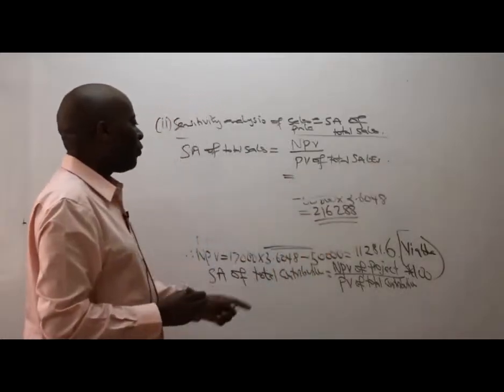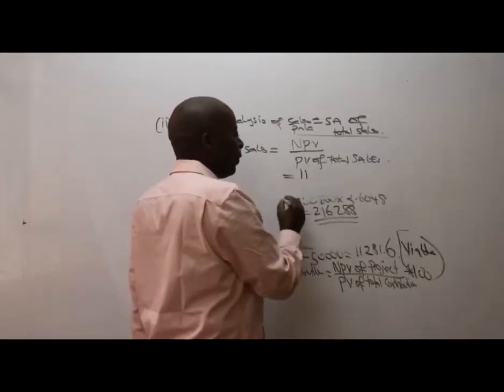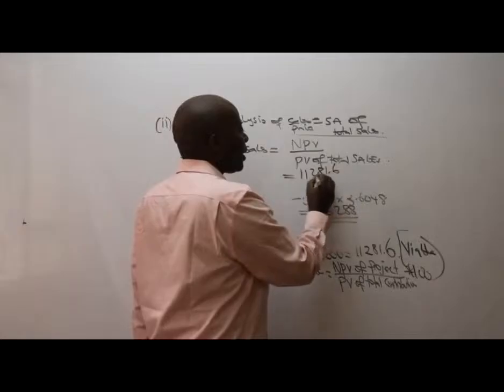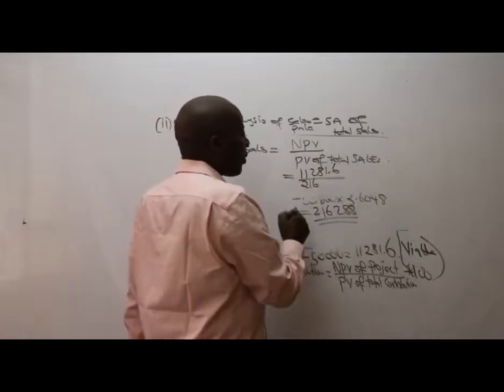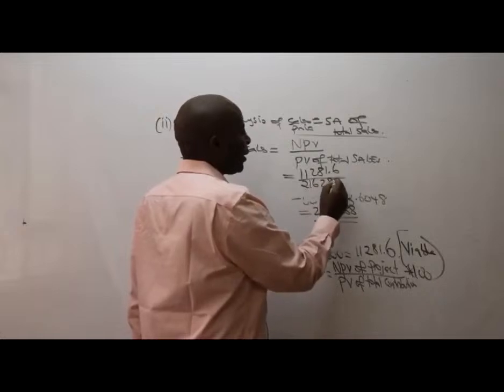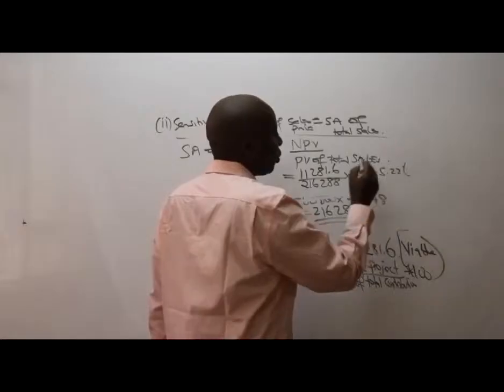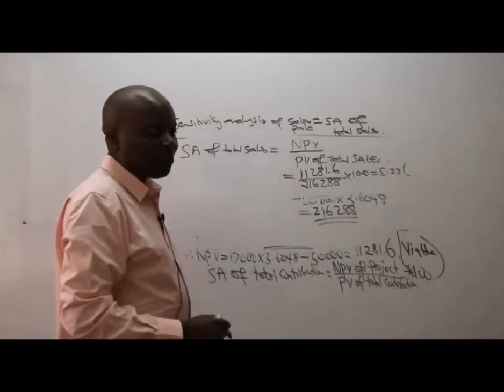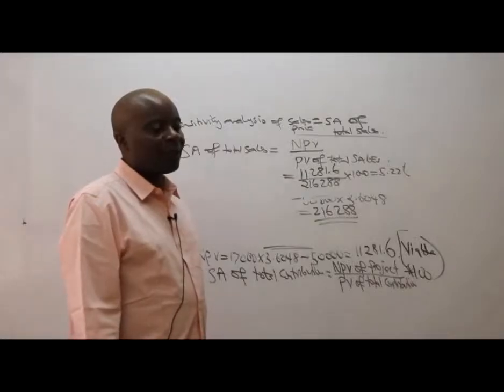So NPV of the project, this figure, we got it long time ago. It was 11,281.6 all over the present value of total sales, which is 216,288 times 100, which at the end of the day, according to David, we shall be able to get 5.22%.